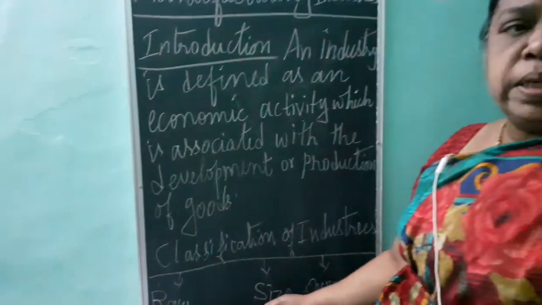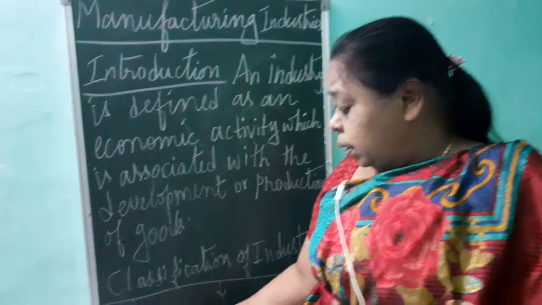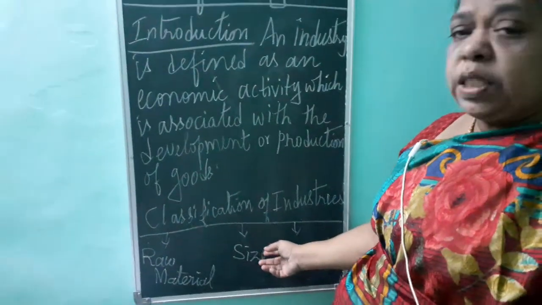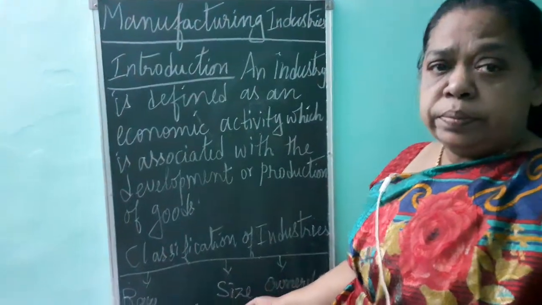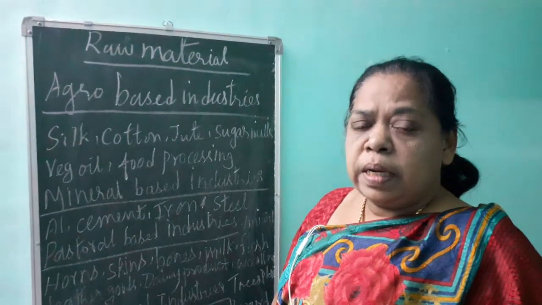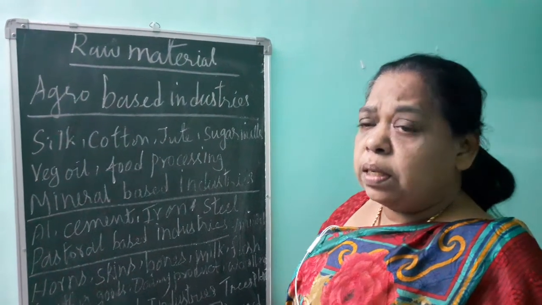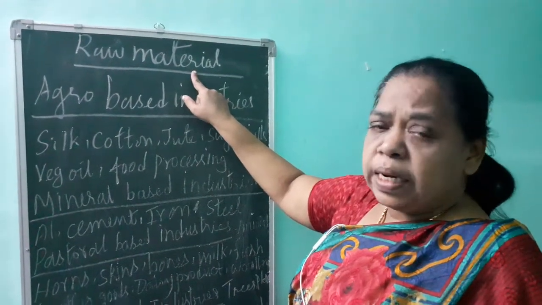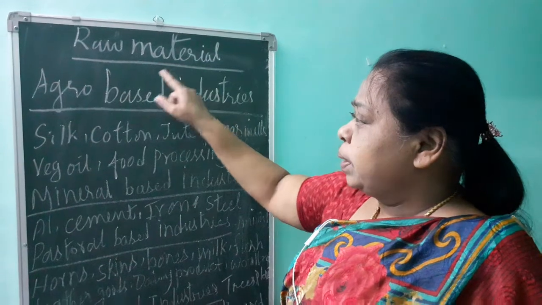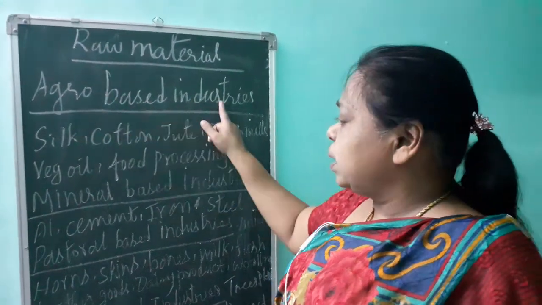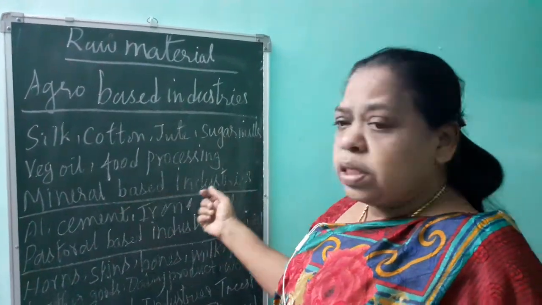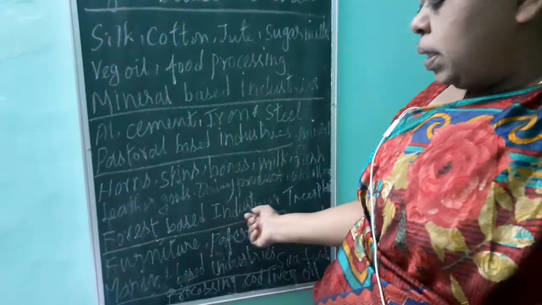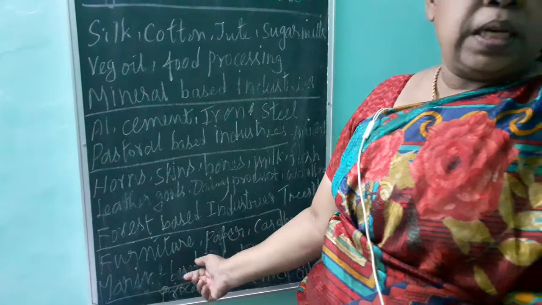Today we are going to discuss two topics, that is raw material as well as the size of the industry. Classification of industries. Based on the raw material, the industries are classified into 5 types. They are agro-based industry, mineral-based industry, pastoral-based industry, forest-based industry and marine-based industry.